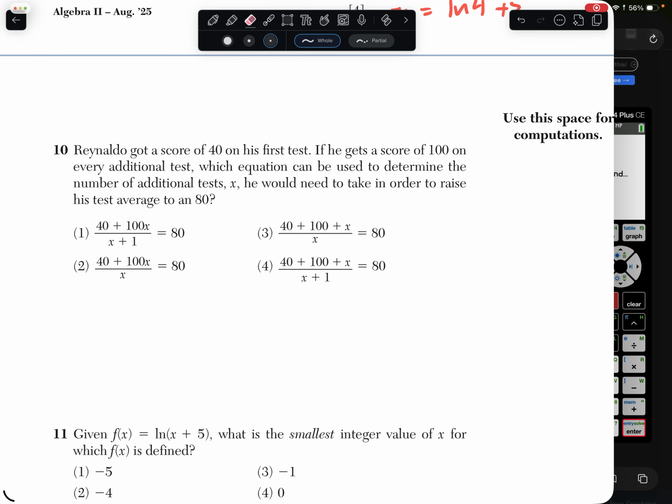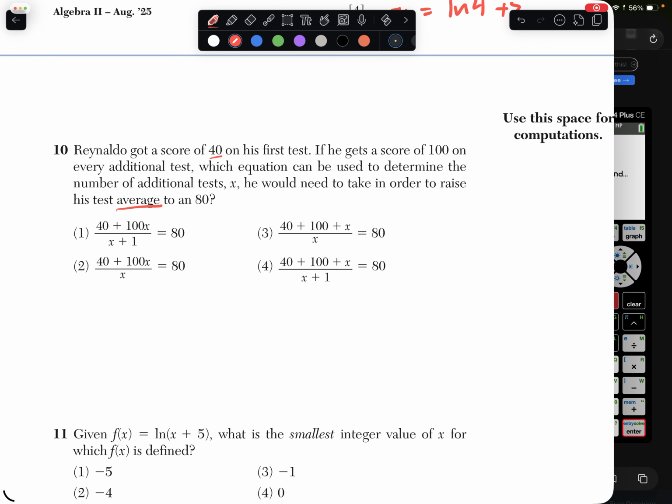Reynaldo got a score of 40 on his first test. If he gets a score of 100 on every additional test, which equation could be used to determine the number of additional tests he would need to take in order to raise his test average to an 80? So we're looking for an average here. The average, aka mean, formula is that you take the sum of all the quantities and then divide by the quantity. That gives you the mean.